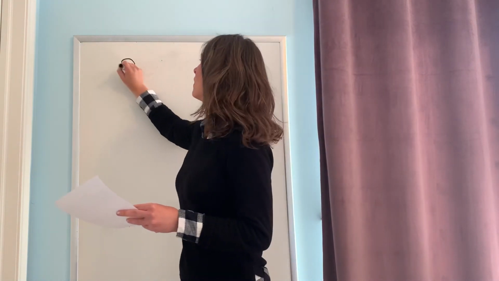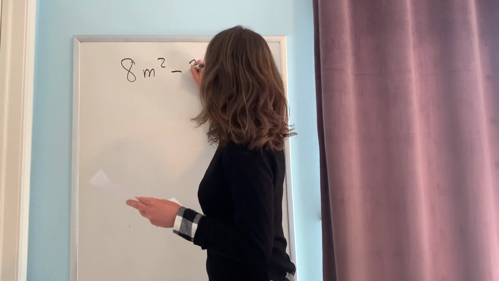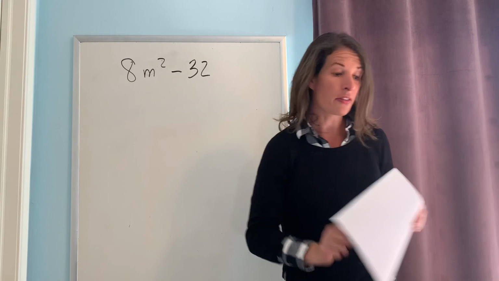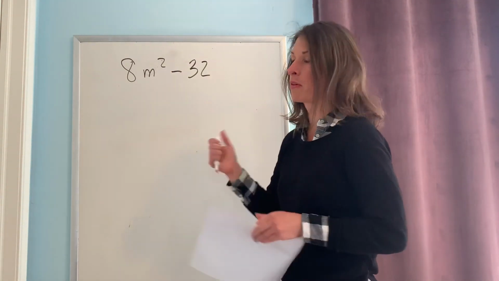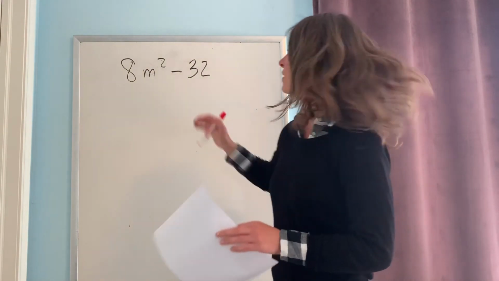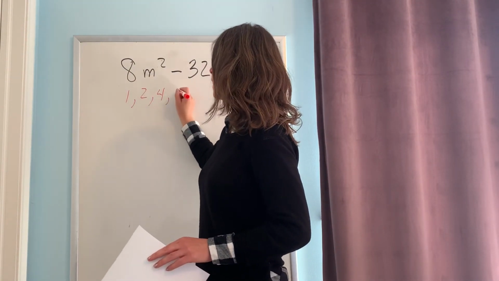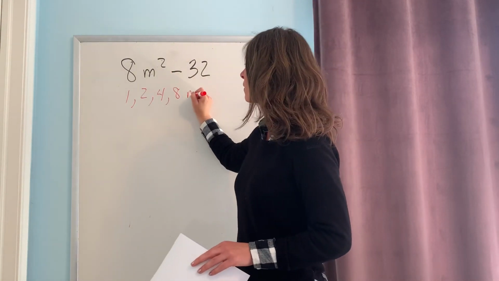I have 8m squared minus 32. Again, we're going to write down the factors of 8m squared and 32. So our factors of 8 are 1, 2, 4, and 8. And then I have 2 m's because of this squared.